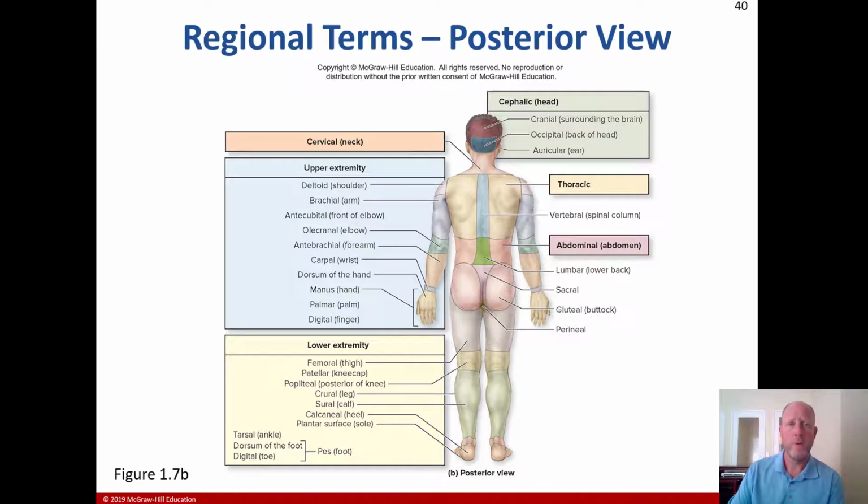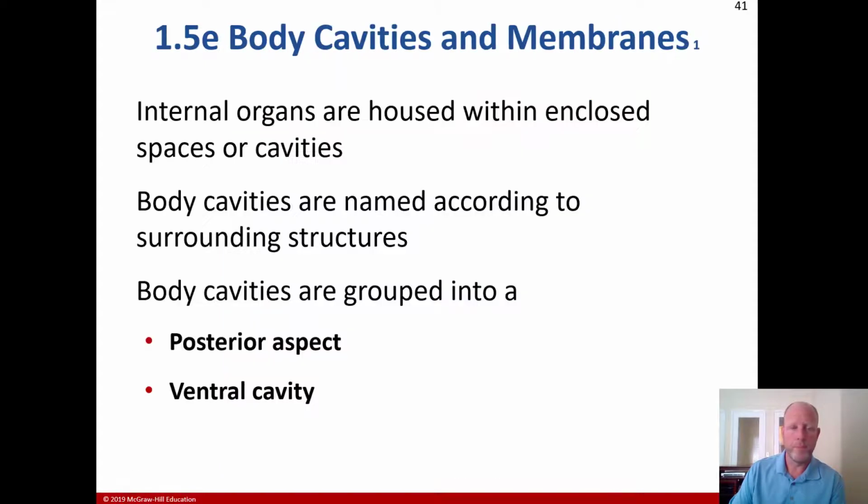Same with the posterior view for the regional terms of those same regions. You're responsible for those, okay? Whether you're quizzing yourself by looking at these slides here and pausing the video, or using your textbook, however you do it, okay? At some point, you'll have arrows pointing at these regions, and you'll have to identify them.